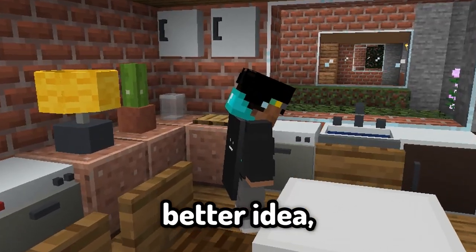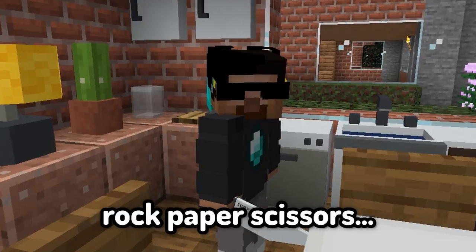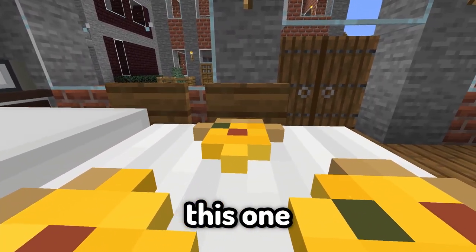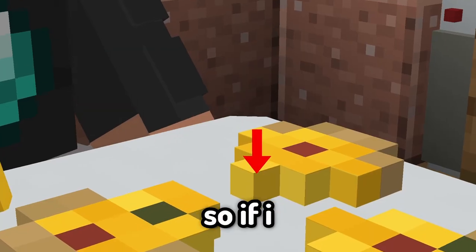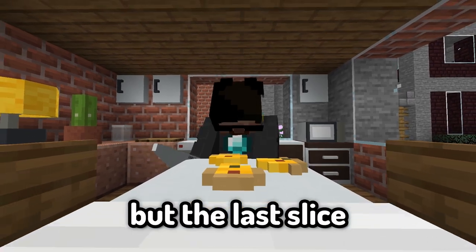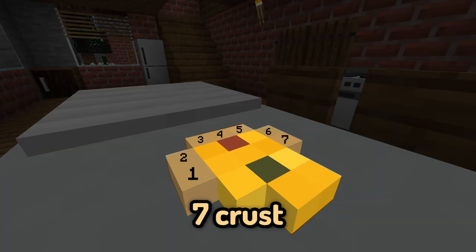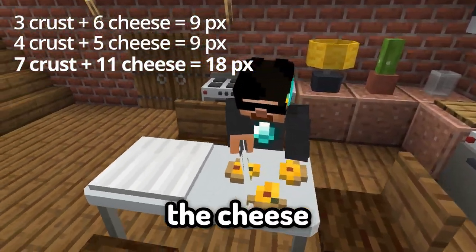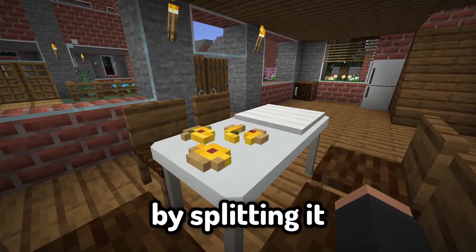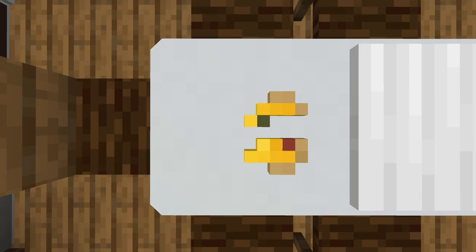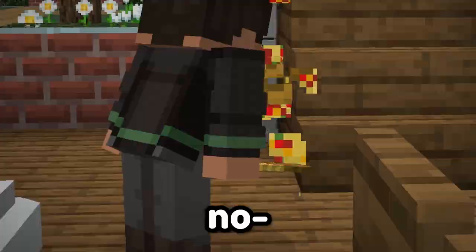Actually, I have a better idea, and it's not rock, paper, scissors. This slice has 5 pixels of crust and 12 pixels of cheese, whereas this one only has 10 pixels of cheese. So if I move this here, the cheese will balance out to 11 pixels each. But the last slice is a bit tricky, because there's 7 crust and 11 cheese. Both odd numbers. However, I can substitute the cheese for crust and vice versa by splitting it diagonally, so each piece will have 9 pixels. Ta-da! Wait, no.